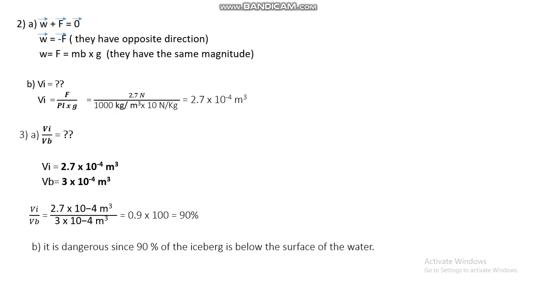Part B. The ratio VI over VB shows evidence of the danger of icebergs. Explain why. It is dangerous since 90% of the iceberg is below the surface of the water, which means that only 10% of the iceberg is visible to the mariners.